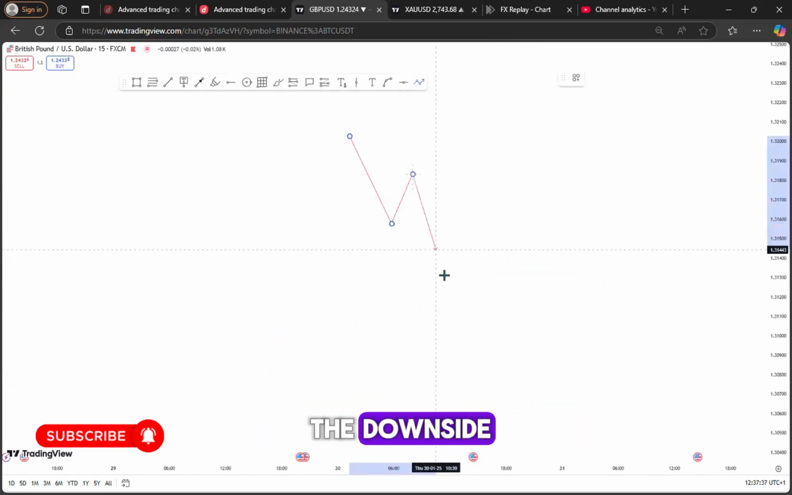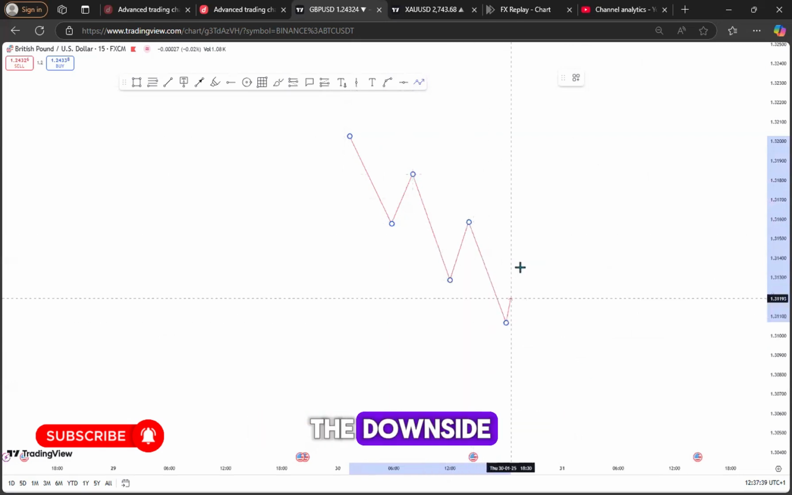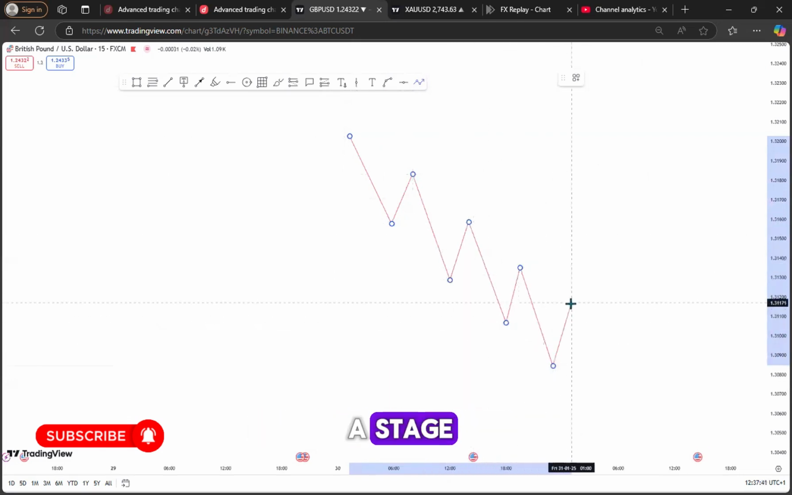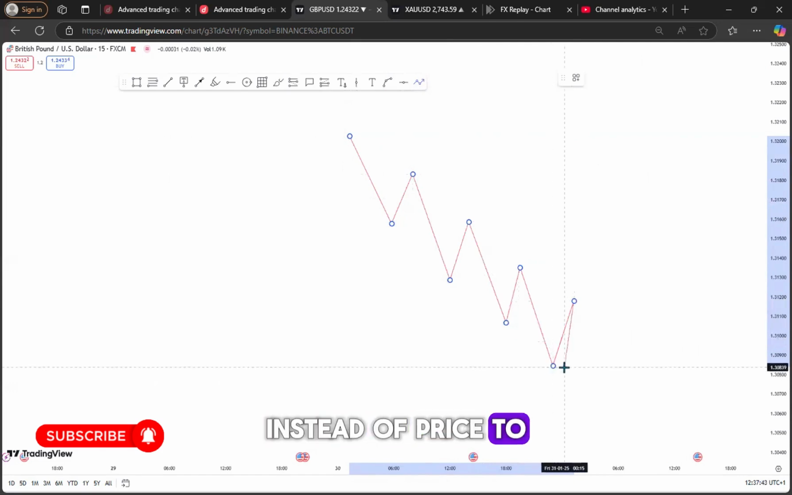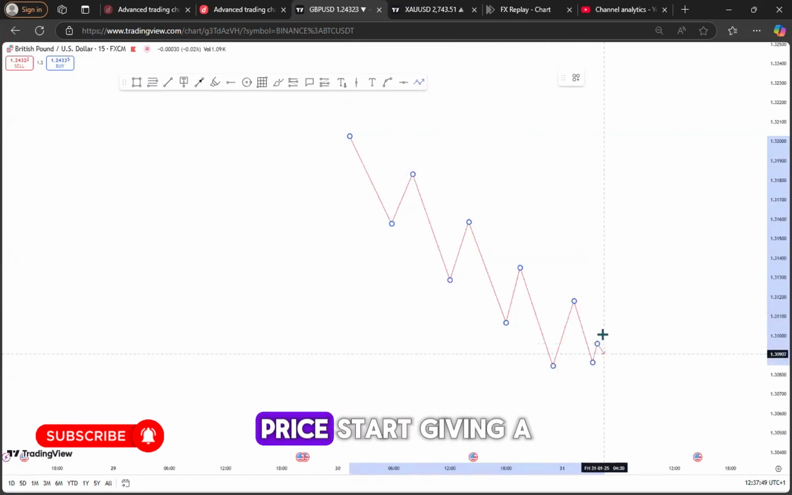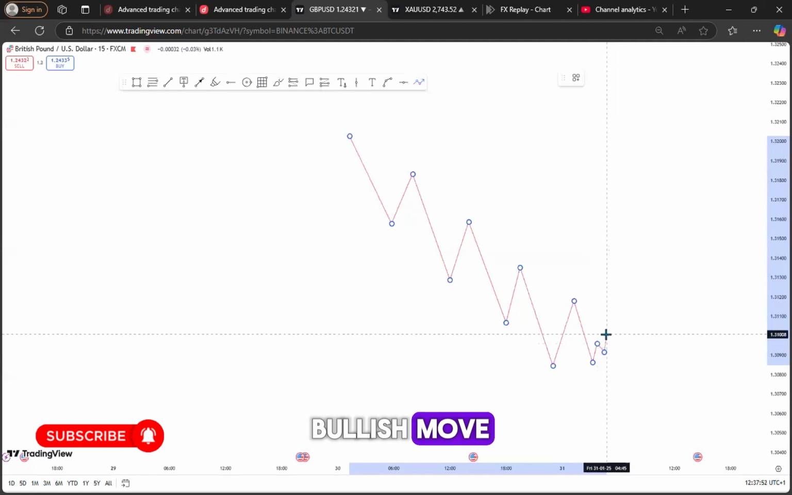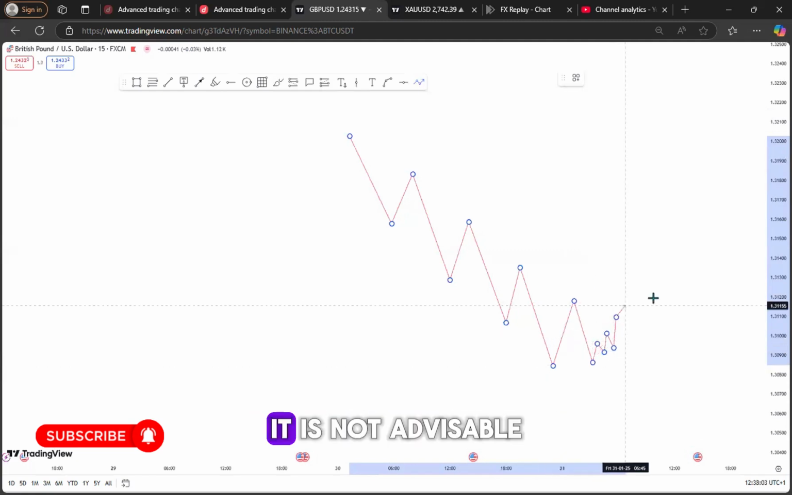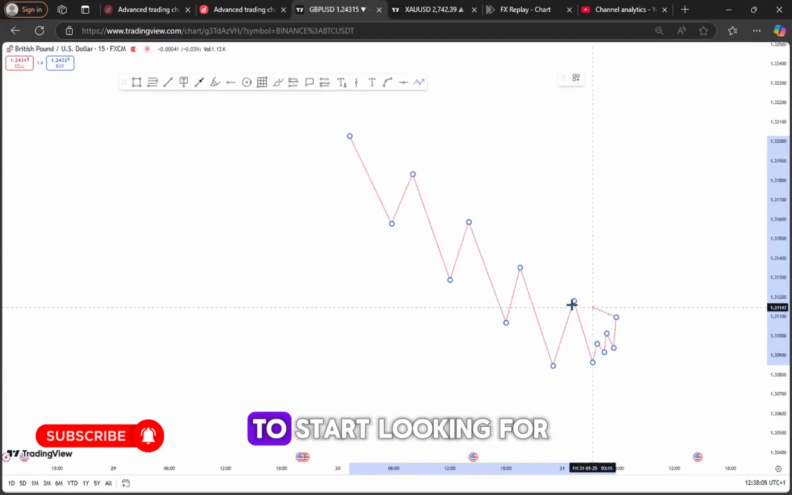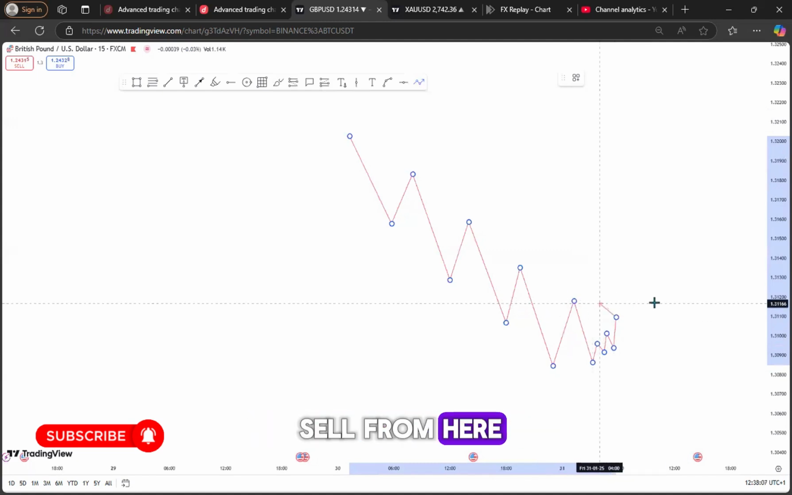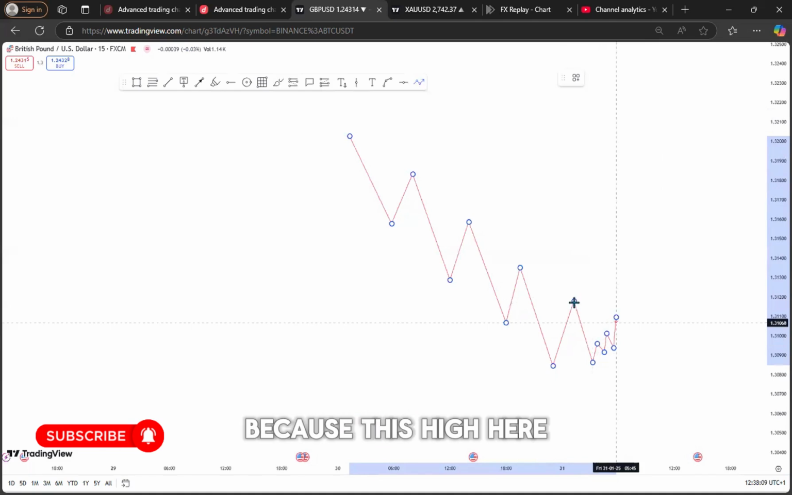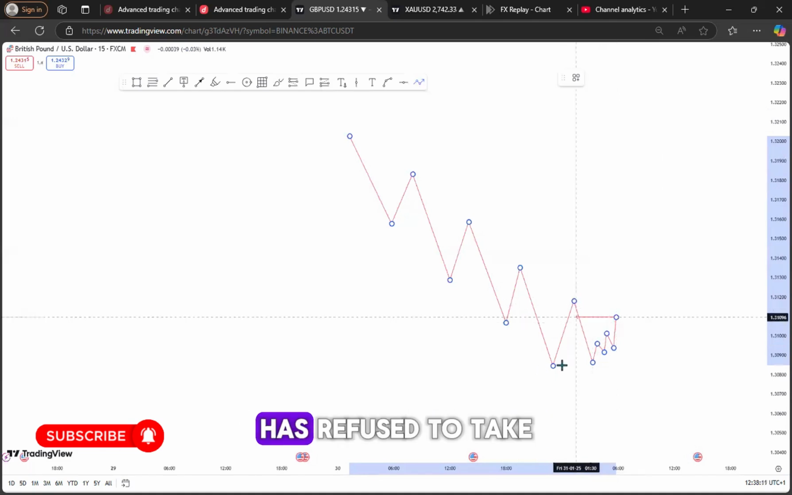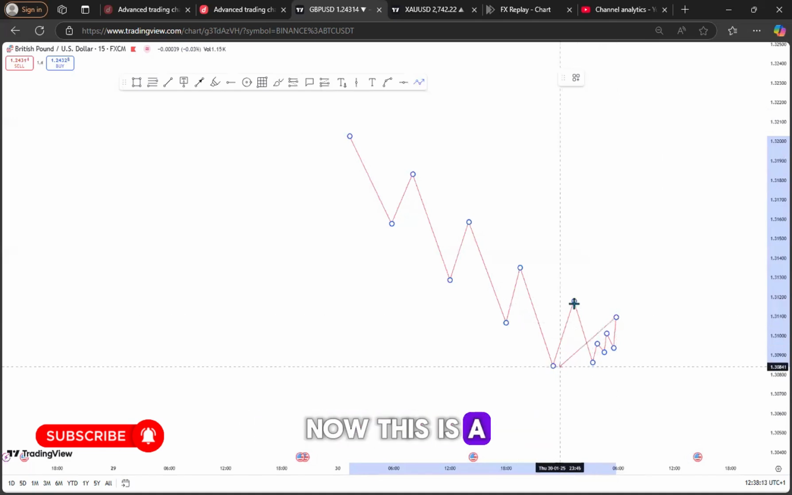Price was pushing to the downside, and price gets to a stage where, instead of taking out this low, price starts giving a bullish move. When price starts giving this bullish move here, it is not advisable to start looking for buys from here again. Why? It's because this high here has refused to take out this low. Now this is a weak high.